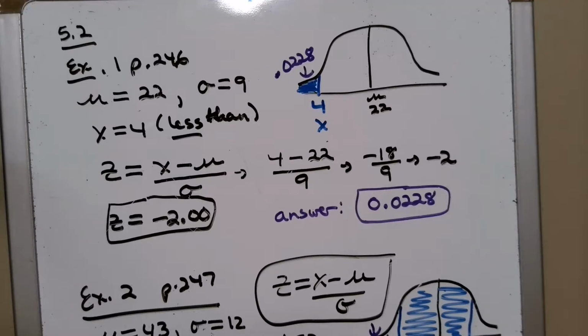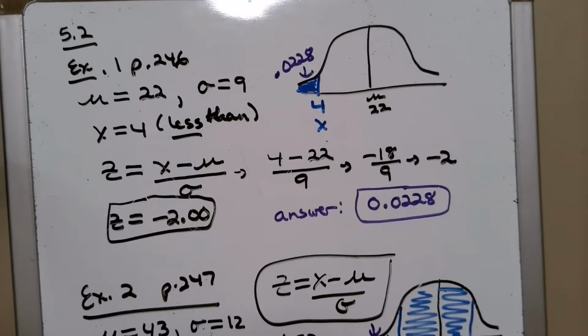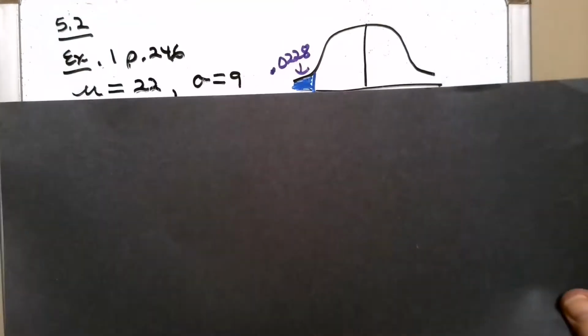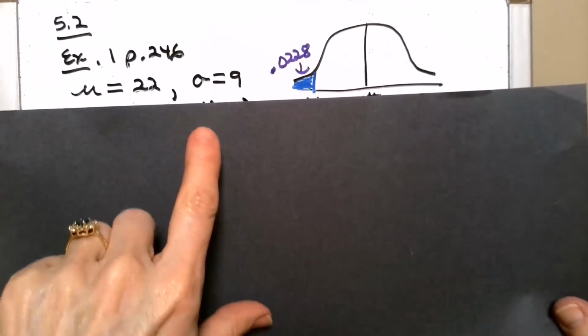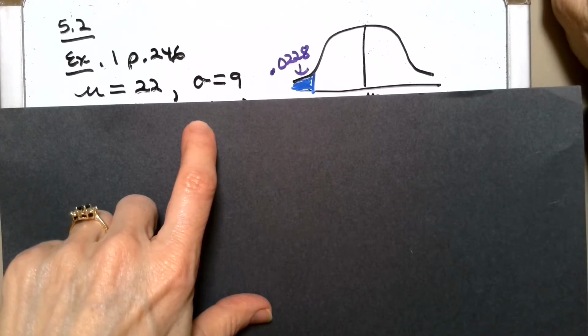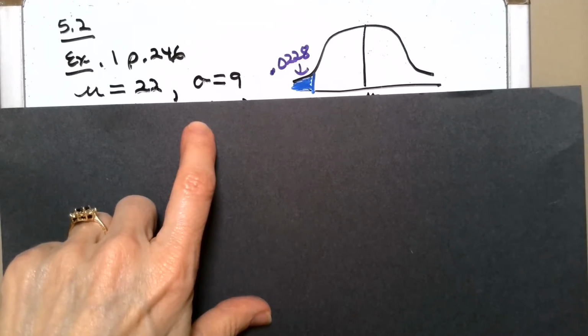So I'm starting on page 246, example 1 from the textbook. It says, a national study found that college students with jobs worked an average of 22 hours per week. So that is our population mean mu, 22 hours per week, with a standard deviation of sigma, 9 hours per week. A college student with a job is selected at random. Find the probability the student works for less than 4 hours per week.